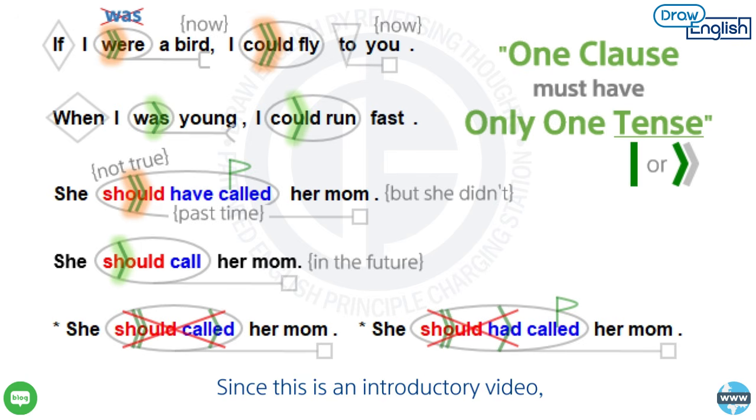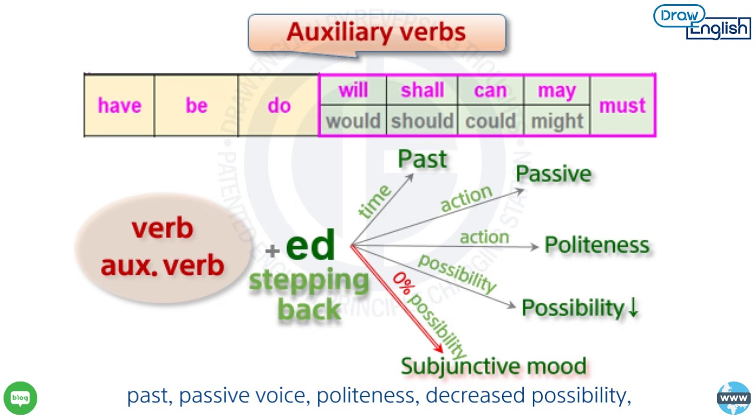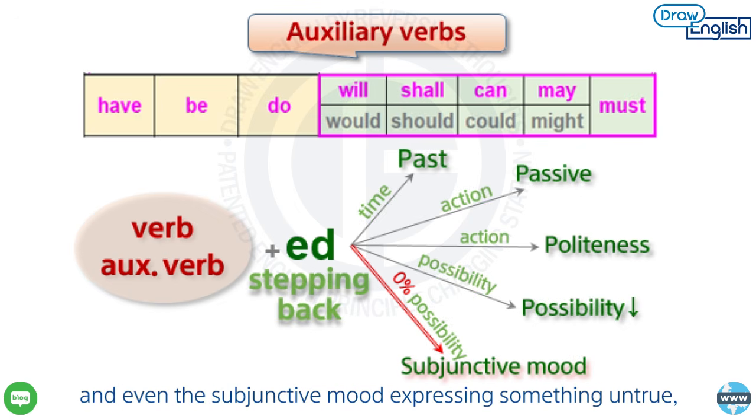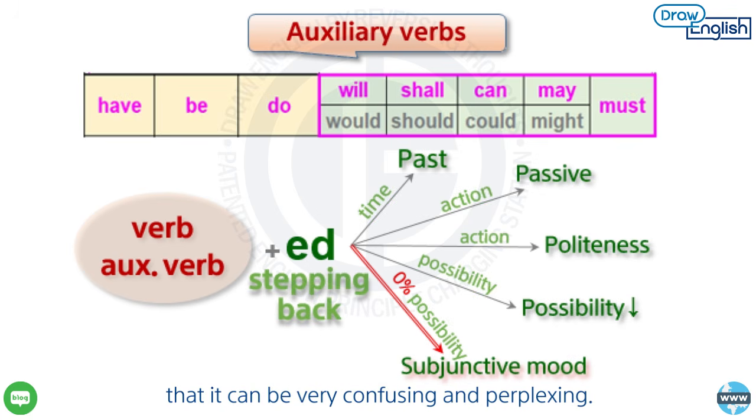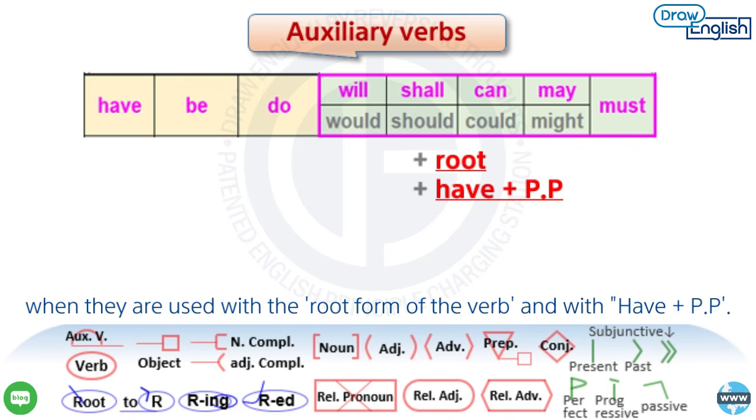Since this is an introductory video, I'll stop here, but as you can see, the auxiliary verbs will, shall, can, may, must, and especially their past forms would, should, could, might, are used with so many overlapping meanings, such as stepping back, past, passive voice, politeness, decreased possibility, and even the subjunctive mood expressing something untrue, that it can be very confusing and perplexing. Furthermore, there are many inconsistencies in meaning when they are used with the root form of the verb and with have plus pp.